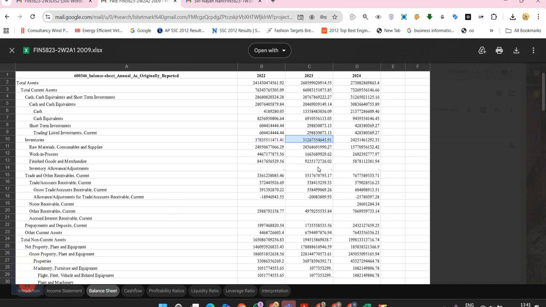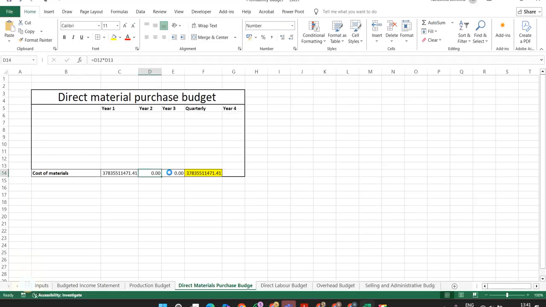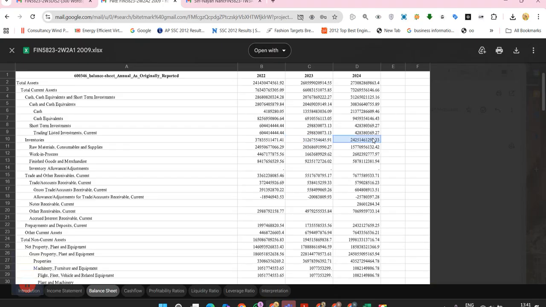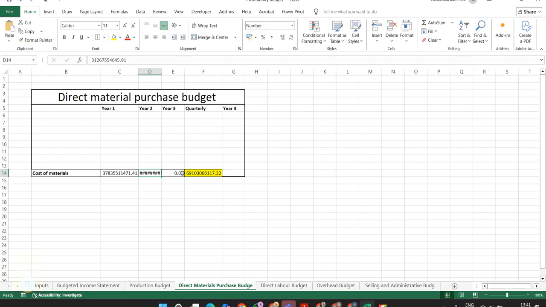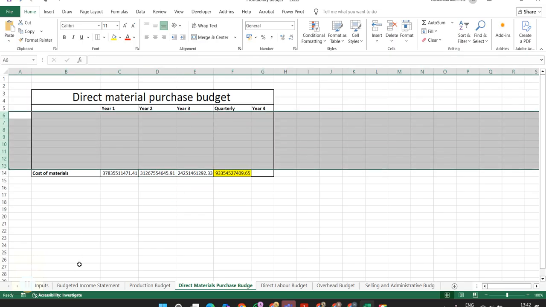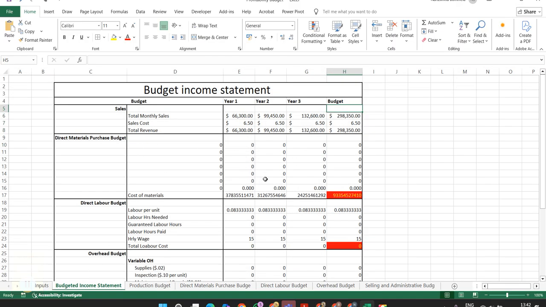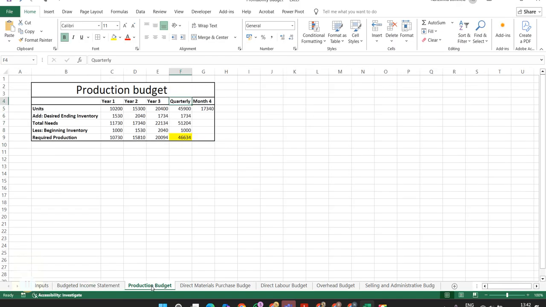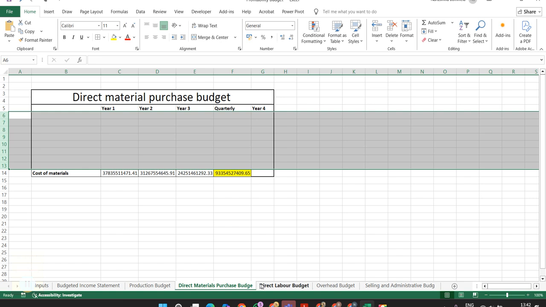And another one is this value, year 2 value, and year 3 value. So now your direct material budget is ready. So for year 1, the budget is this much. Year 2 budget is this one, and year 3 budget is this one. You don't need these many columns, so you can remove it. And this statement you are supposed to finish at last. Okay. So your direct material budget is finished now.